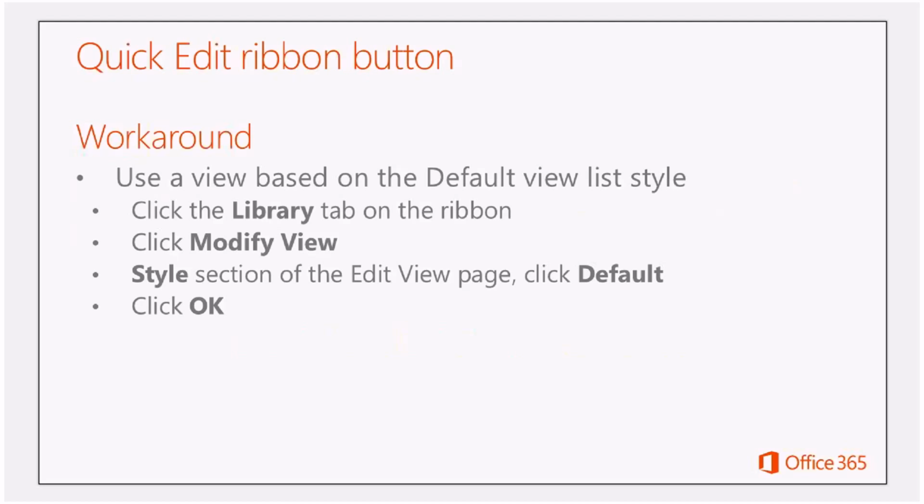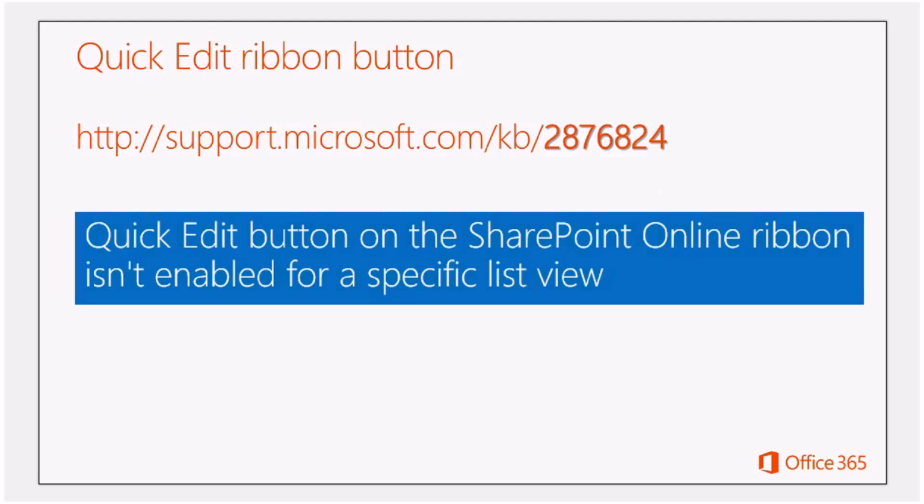User create a view that uses the default view list style. That's something we talked about at the beginning of the presentation, where you're working with views. Choose default. On the affected list, click the Library tab on the ribbon and then click Modify View to get to that. And in the Style section, click Default and then click OK. And that should enable your Quick Edit button one more time. Information is available at our KB number 2876824, entitled Quick Edit button on the SharePoint Online ribbon isn't enabled for a specific list view.